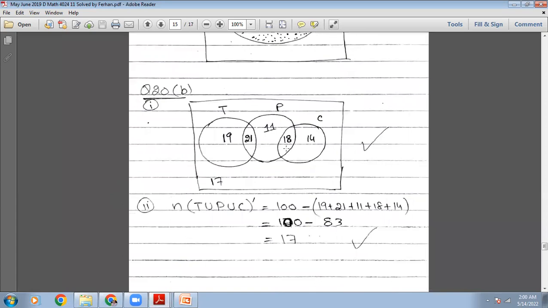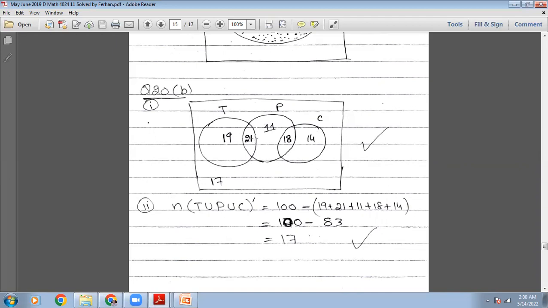So you see here, because 18 are in the pastry and the coffee, and they are totally 32. So from 32 subtract 18, you get 14. So 14 will be written here. This as a whole is 40. So here you have 21. So from 40 minus 21, you get 19. So 19 will be written here.